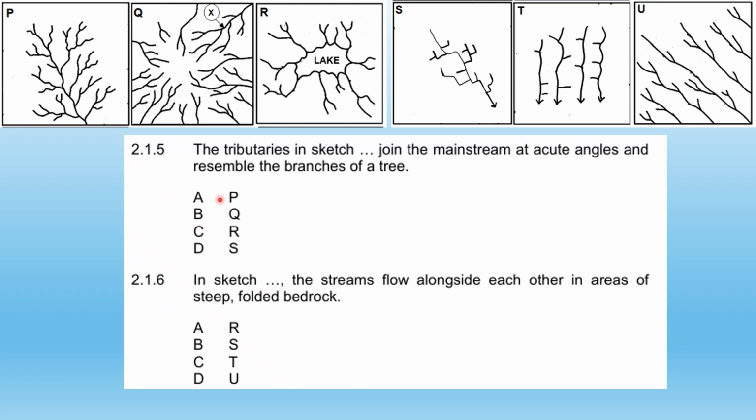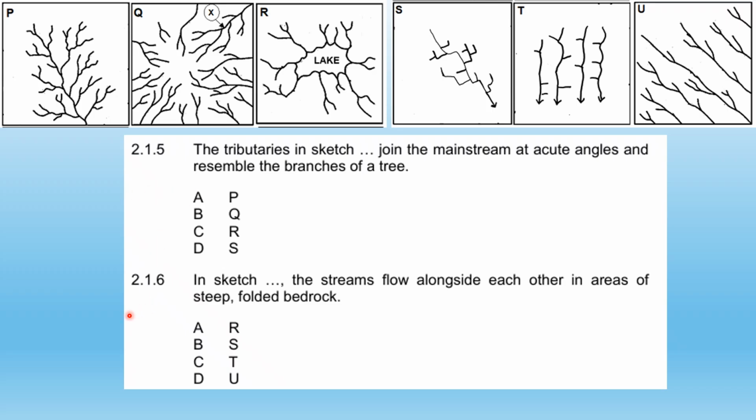Question 2.1.5. The tributaries in sketch join the main stream at acute angles and resemble the branches of a tree. The keywords here being branches of a tree and the fact that the tributaries join at acute angles, and that would be sketch P, which is the dendritic pattern. So your option would be option A.